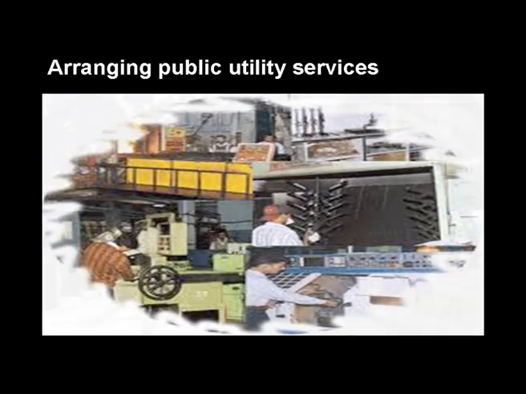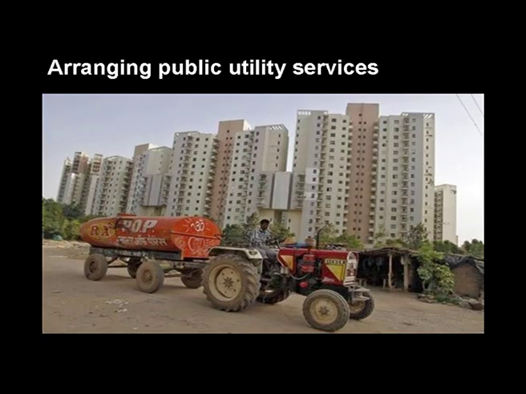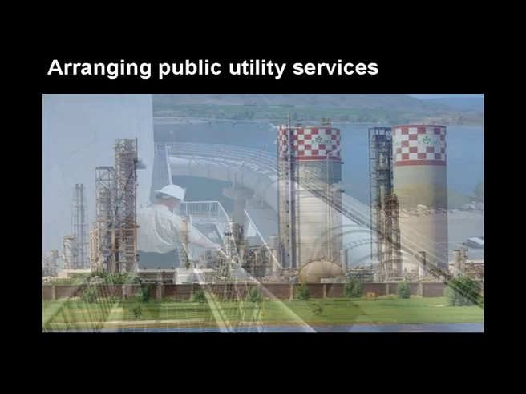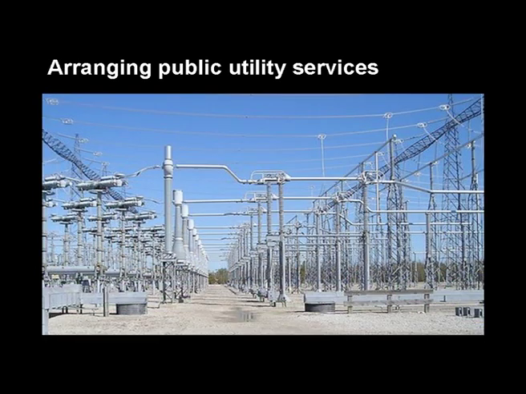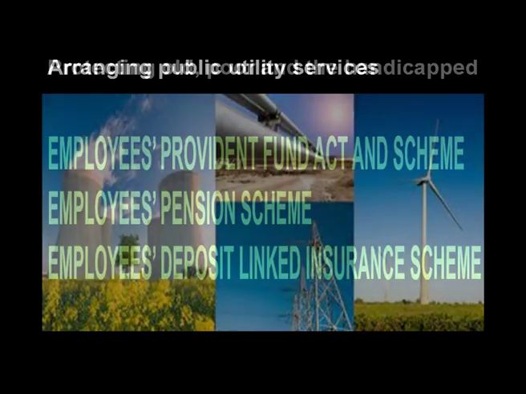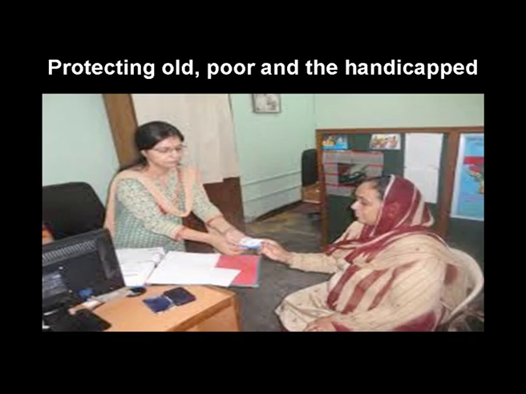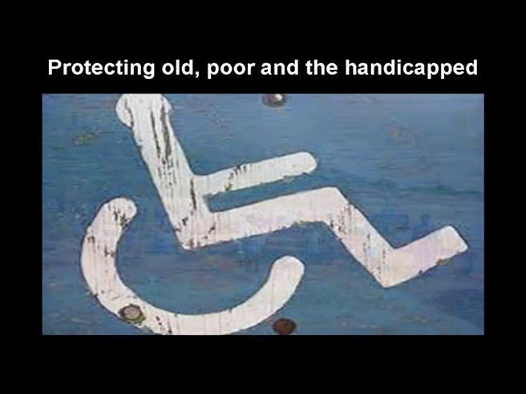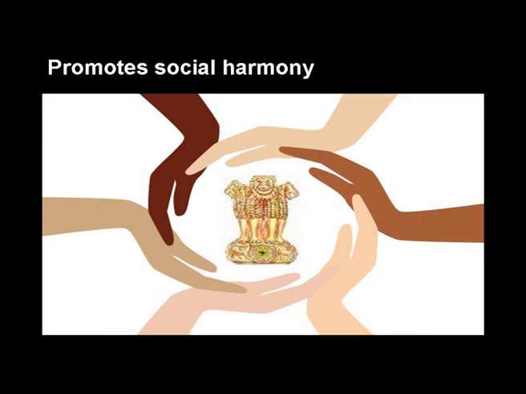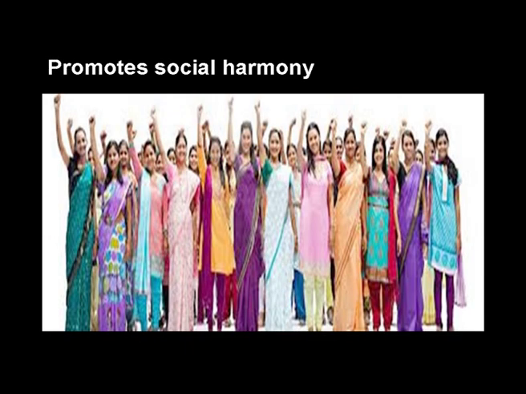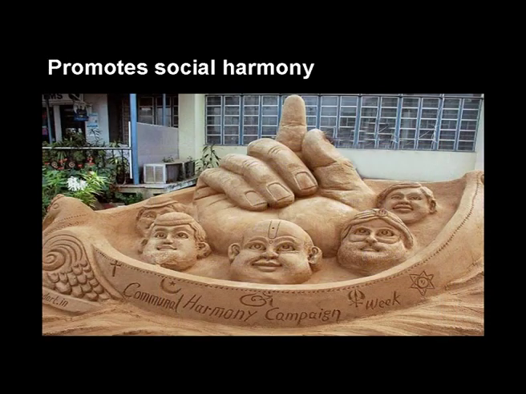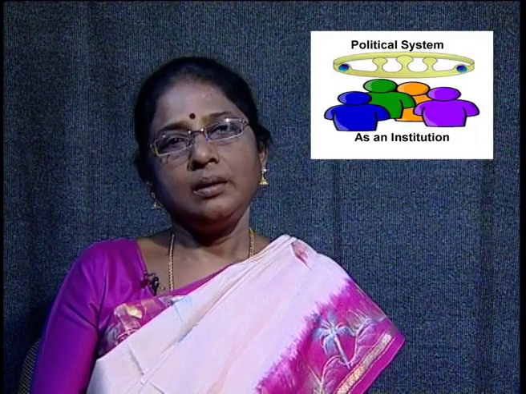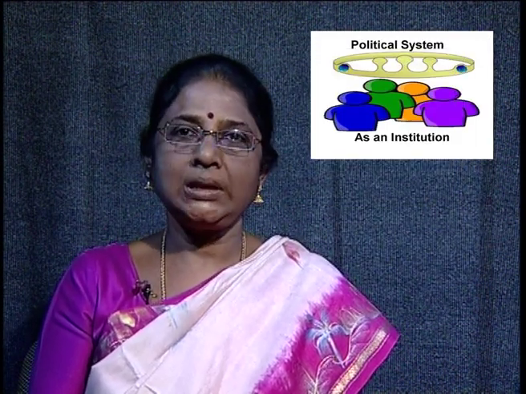4. Welfare states make arrangements of public utility services like constructing roads, railways, water supply, irrigation, electricity, transportation and communication. 5. It shows interest in protecting the old, poor and the handicapped by implementing social security measures. 6. It strives to promote social harmony and tries to prevent the process of social and economic disorganization. These are some of the functions of welfare states.